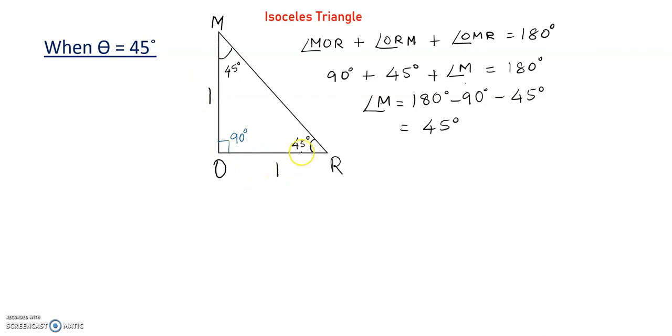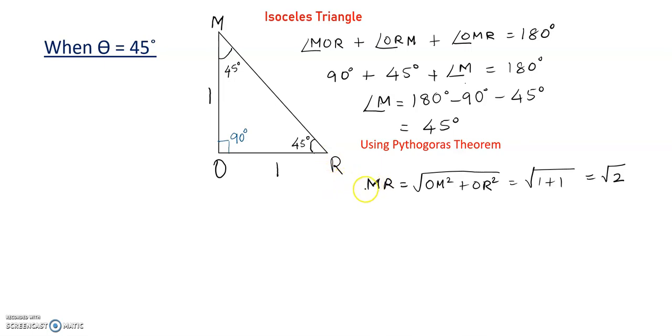Now to find sine 45 degrees, we need to have the dimensions of all the three sides. I mean mainly the hypotenuse, because sine 45 will be equal to opposite side over hypotenuse. So we don't know this value. So in the next step we're going to find this value. How do we get this value? Let us use the Pythagoras theorem. According to the Pythagoras theorem, MR will be equal to the square root of OM squared plus OR squared.